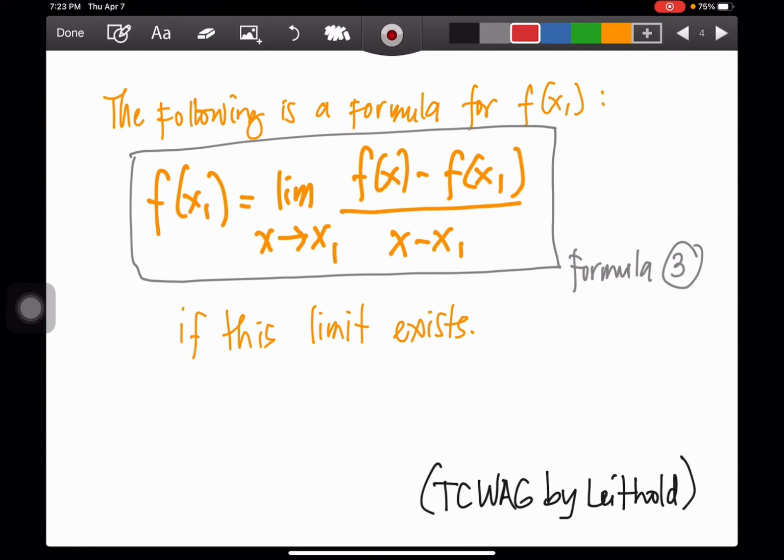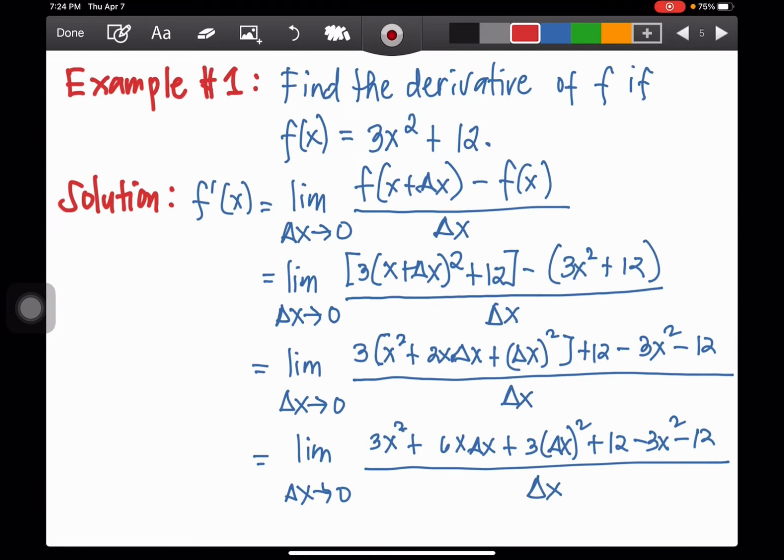We can also formulate another formula which we shall call formula number 3. The following is a formula for f prime of x sub 1. So we have f prime of x sub 1 is equal to the limit of f of x minus f of x sub 1, all over x minus x sub 1, as x approaches x sub 1, if this limit exists. So we are going to apply these formulas to our two examples.